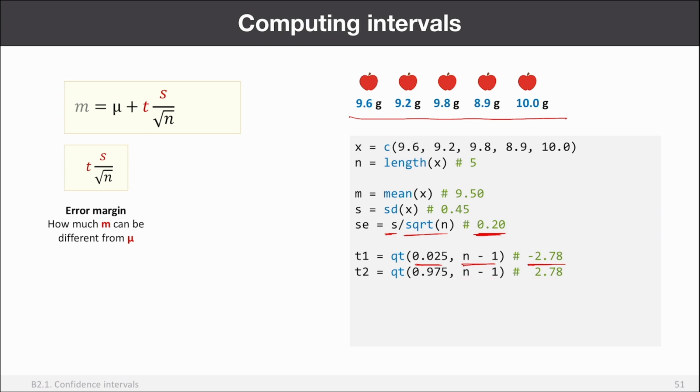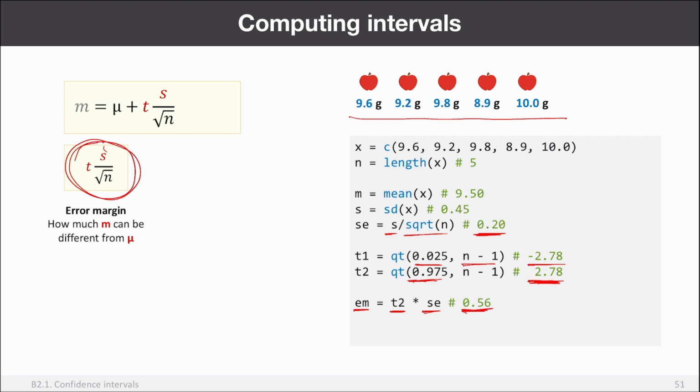I compute the t-score for the right tail. For the right boundary, I use probability 0.975. You can see that in between, I have exactly 0.95. It's the same, just positive instead of negative. Then I can compute the error margin by taking the positive t-score and computing t times standard error. It's exactly what I have here. It's 0.56.